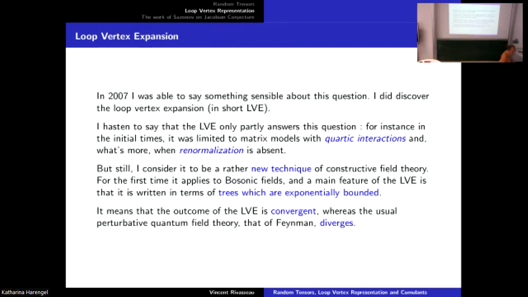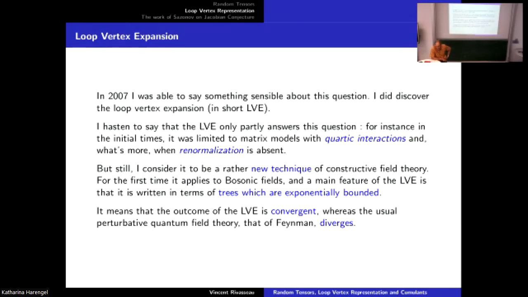In 2007, I was finally able to say something about this question. I discovered the loop vertex expansion, in short, LVE. I must say that the LVE only partially answers this question. For instance, in these initial times, it was limited to matrix models with quartic interaction. And what's more, when renormalization is absent. Still, I consider it to be a rather new technique of constructive field theory.